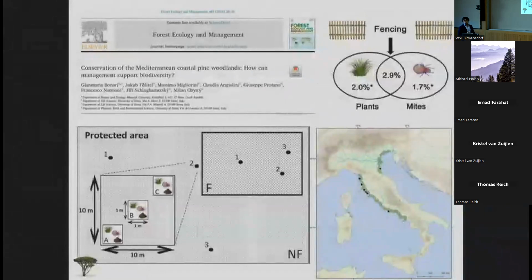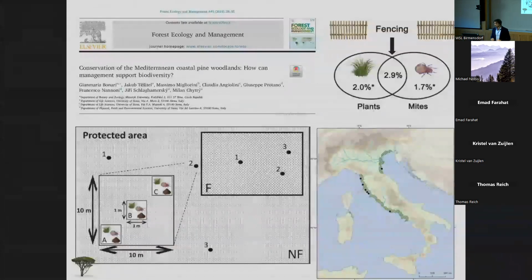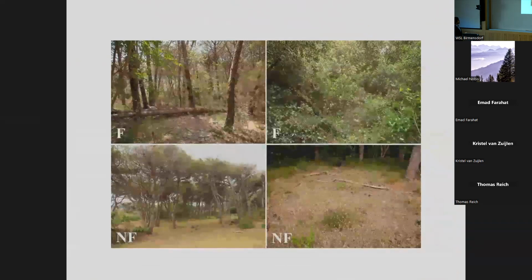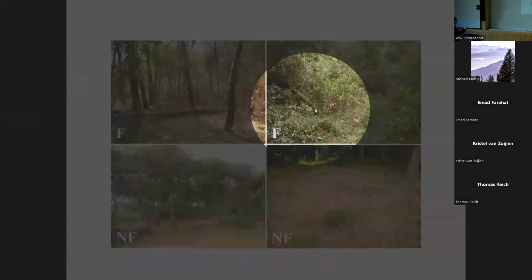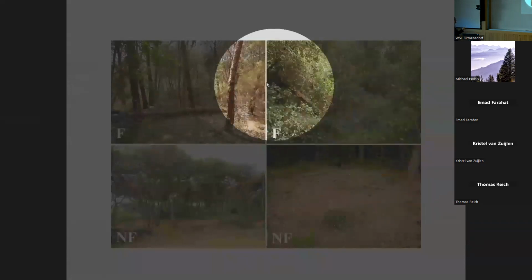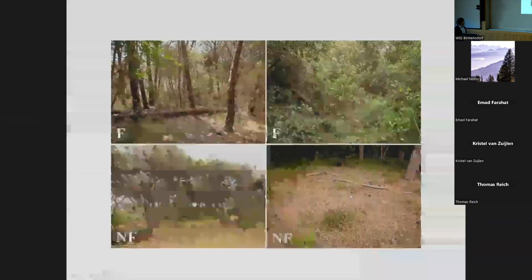With reference to management, instead, we wanted to test whether there is an effect of fencing. So which is the role of fencing in our target habitat, which is, again, this old established plantation. Again, using both vascular plants and mites. And here, just to give you a taste, this is how the two systems, fenced and non-fenced, look.